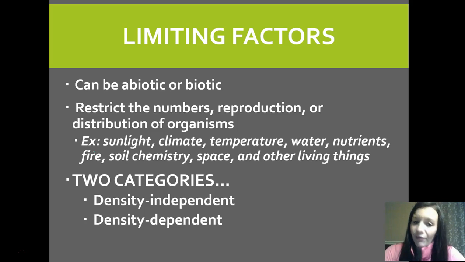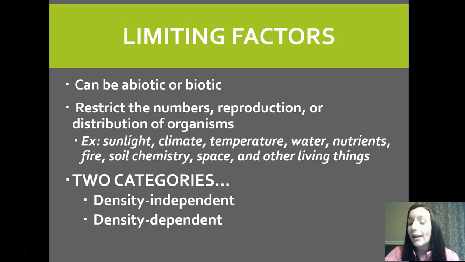There's also limiting factors that contribute to populations and ecosystems, and those limiting factors can be abiotic or biotic. So these are things that are going to restrict the numbers of individuals, their reproduction ability, or even their distribution. Things like sunlight, climate, temperature, amount of water, amount of nutrients, whether there's fires or not, soil chemistry, space available to live, and many other living things.